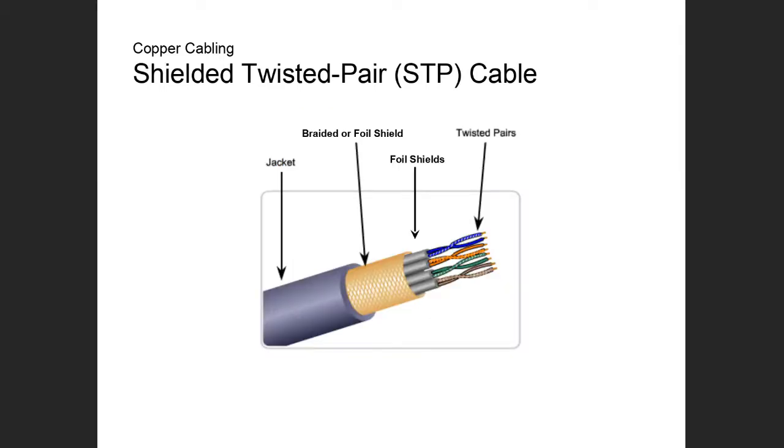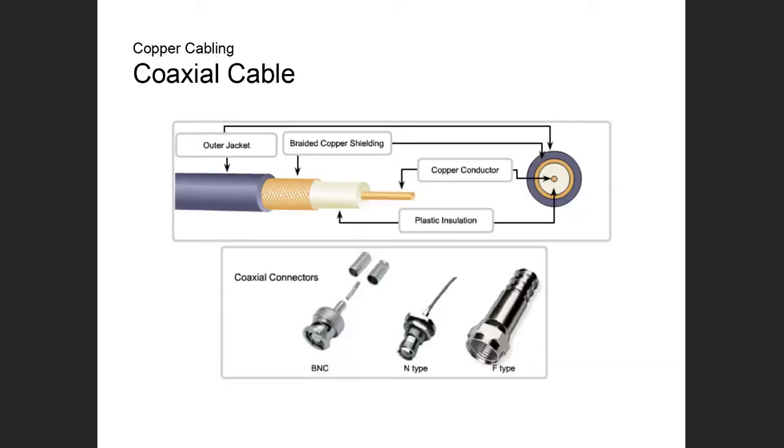In the shielded environment, we can have a shield over the entire thing, or as shown here, you can also individually shield each of the 4 wire pairs if you're really in a high noise environment. But that adds an expense and a difficulty of installation. They're more difficult to install.